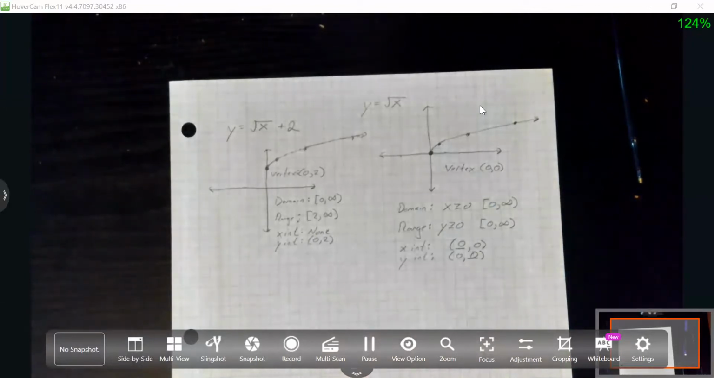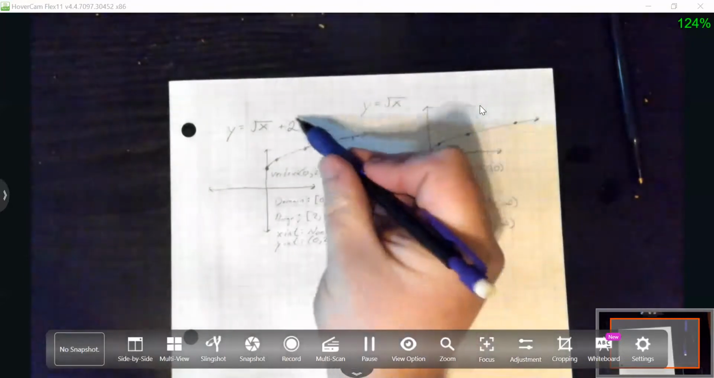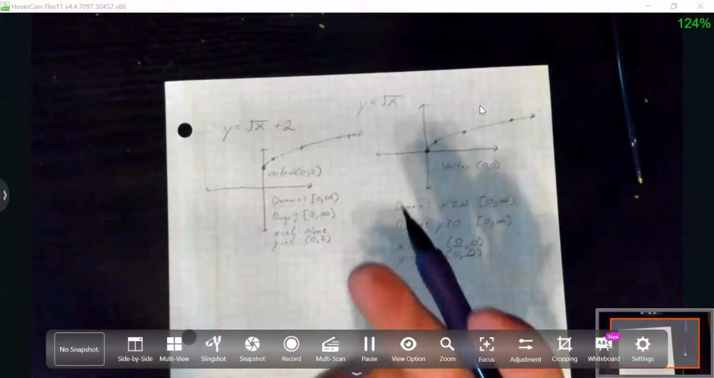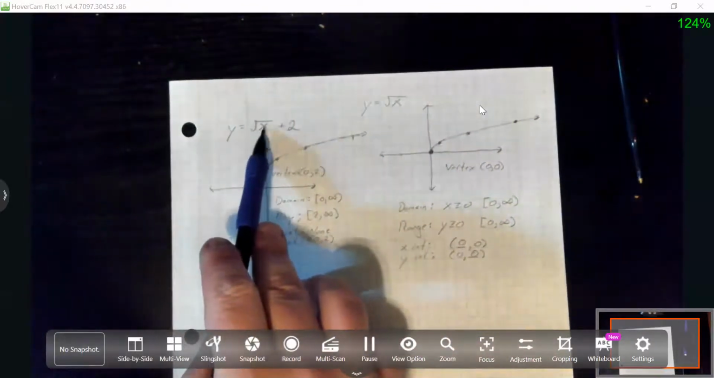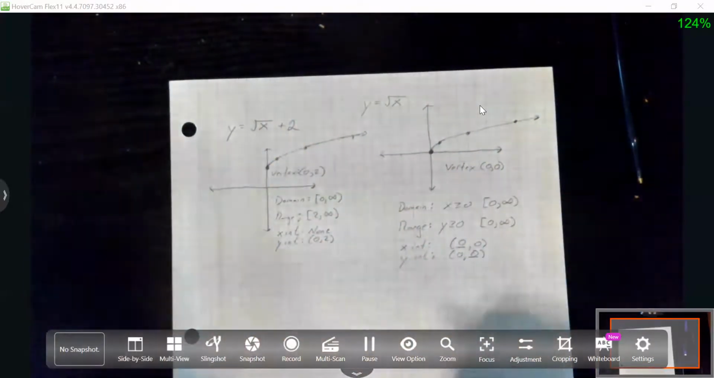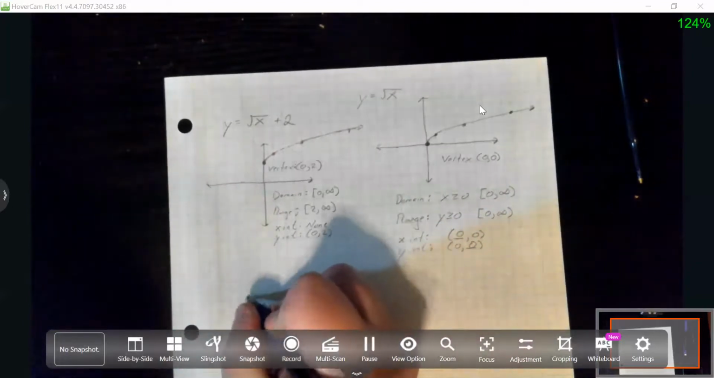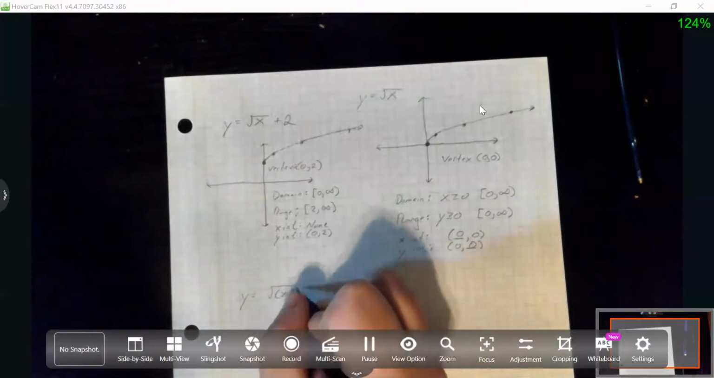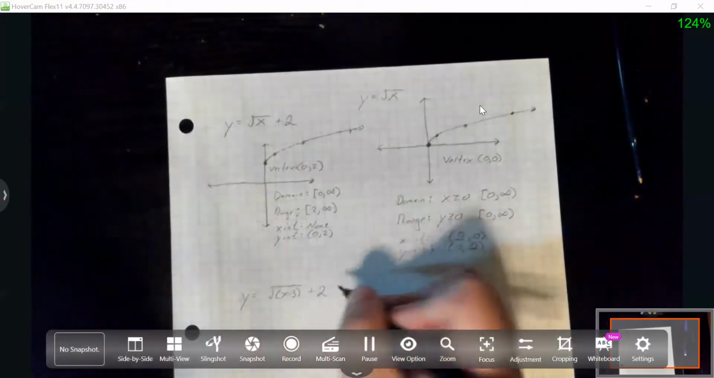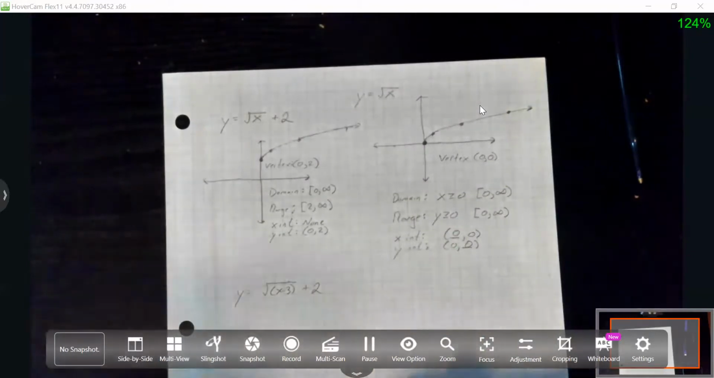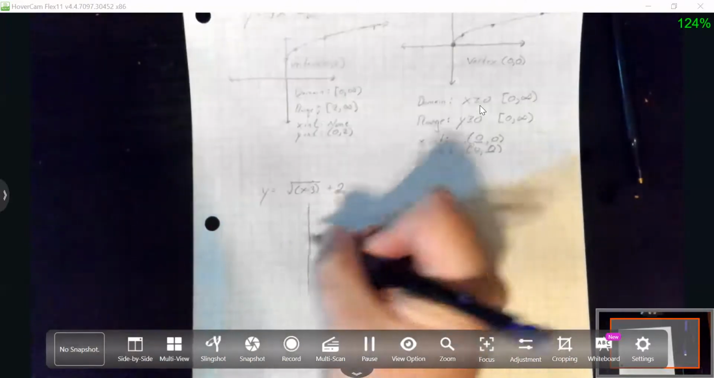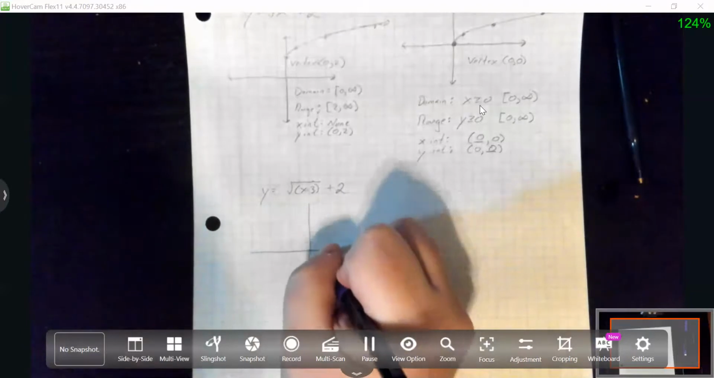So let's look at some other kinds of changes we could have. We know that adding and subtracting numbers is going to move the whole thing up and down. And the same thing is true, just like we did before, that adding or subtracting a number inside is going to shift us left and right. So let's try one of those. How about if we had y equals the square root of x minus 3, plus 2. Okay, so we can start graphing this. The plus 2 was easy enough. That's just going to move us up 2.